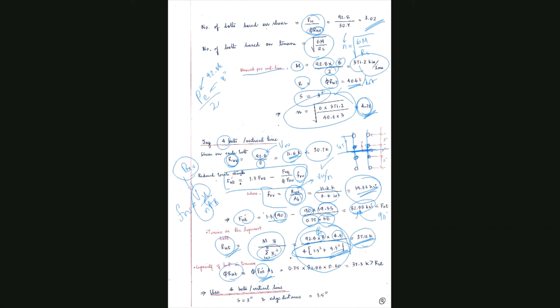is 37.12 kips. So now we have to find the capacity of the bolt in tension. The capacity of the bolt in tension is phi FNT times AB. Phi FNT is the reduced value, AB is 0.6. You see that the capacity of the bolt is 37.3 kips per bolt, which is higher than the tension acting on the topmost bolt, which means it is safe. So you can use 4 bolts per vertical line with this spacing and an edge distance of 1.5.